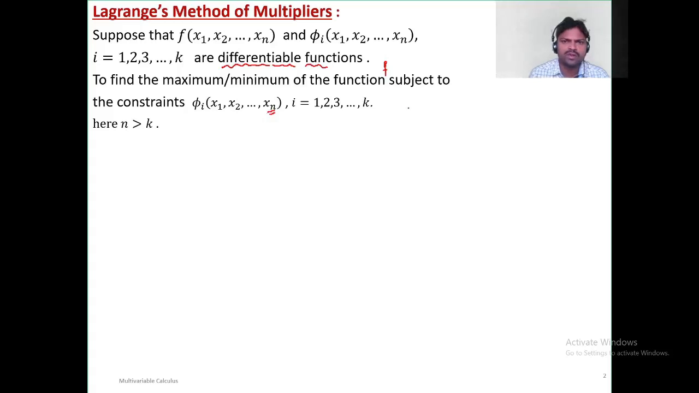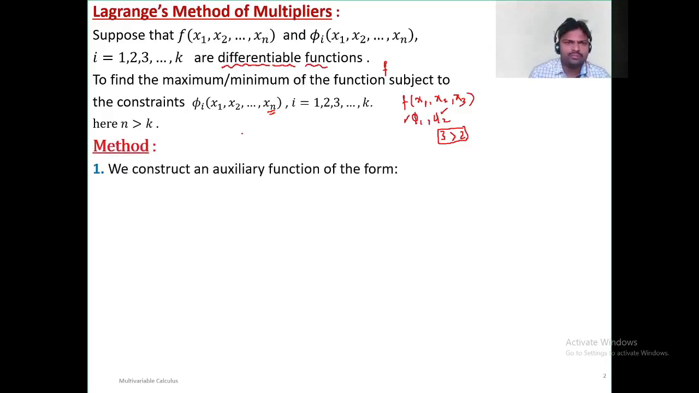For example, you are having a function f which has three variables x1, x2, x3. Then the number of constraints should be phi 1, phi 2 only. Look, the number of variables is 3 here, the number of constraints is 2, therefore 3 is more than 2. Either you can take one constraint or you can take two constraints, your wish, but maximum 2 only. You should not take 3, you should not take 4. So the number of constraints must be less than the number of variables. If the number of variables is 3, then the number of constraints must be up to 2 only. That is the requirement.